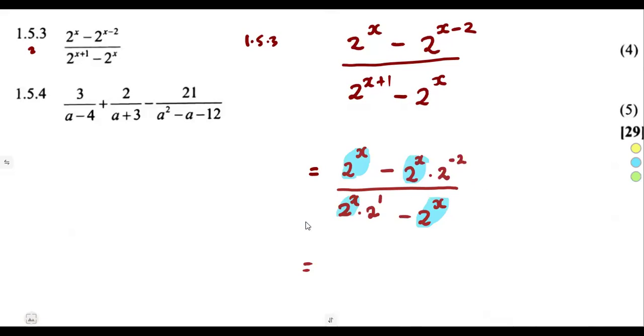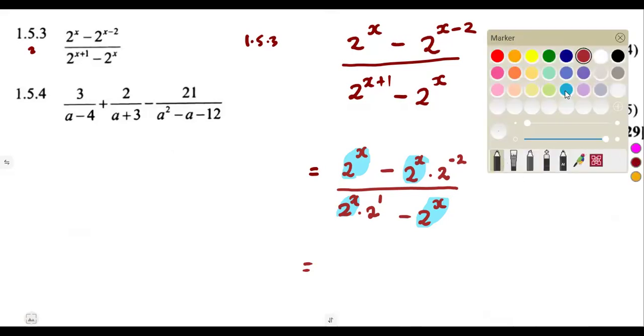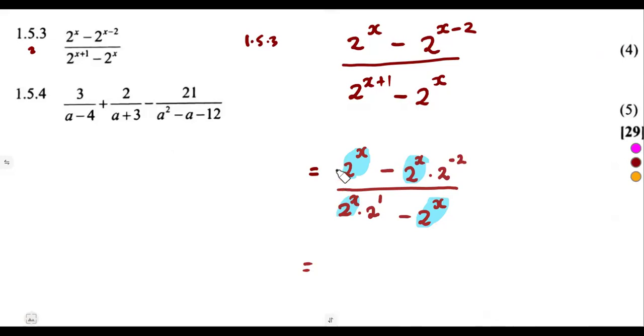So what can we do? We can factor it out. As we factor this one out, know that where we do not see a number in front or back of that 2 to the exponent of x, there is a 1 there. So when we factor out the 2 to the exponent of x, you remove it there. What do you remain with? You remain with a 1. So that's 1 minus. You factor this one, what do you remain with here? 2 to the exponent of minus 2.